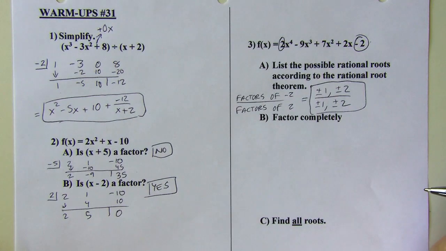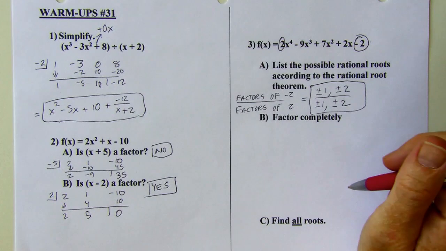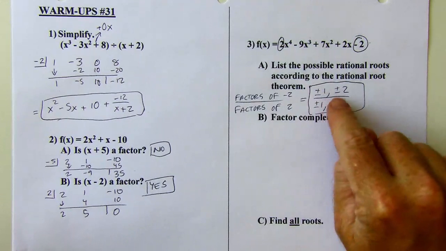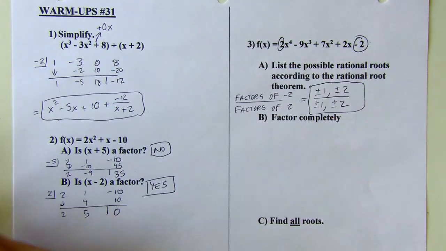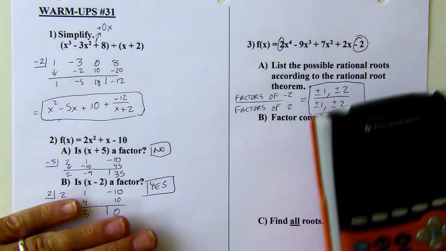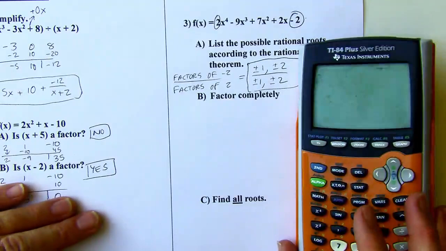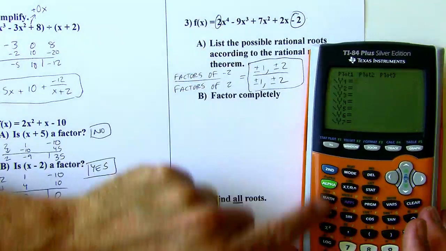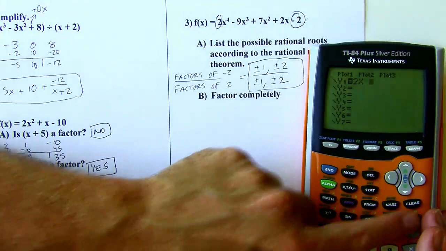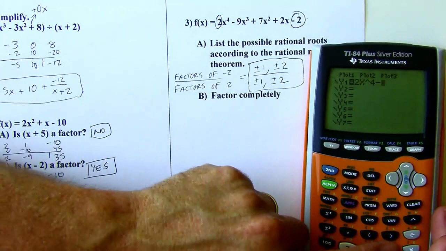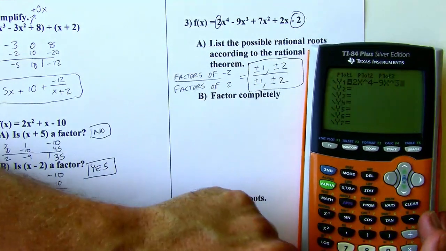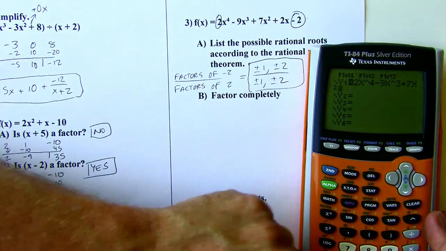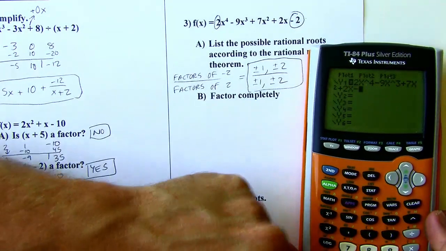Okay, so now let's factor this completely. What I'm going to do, I could try out these different possible rational roots and look for one where I'm going to get a 0 remainder. Okay, there's not that many of them, so it wouldn't take you too long, but just as a nice little shortcut, I'm going to graph this polynomial. So I hit the y equals button. Let's see, 2x to the 4th minus 9x to the 3rd plus 7x squared plus 2x minus 2. Okay, I've got that all typed in.